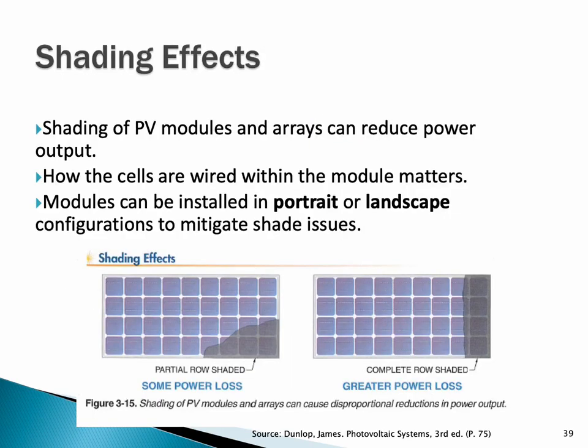If we have some cells shaded, that might be okay. We can bypass around those shaded cell groups. But when shading cuts across the bottom side or each of the cell groups, then we lose complete power in that module.